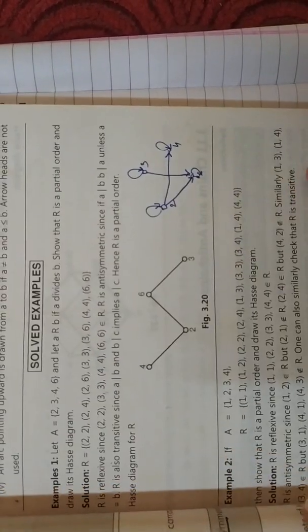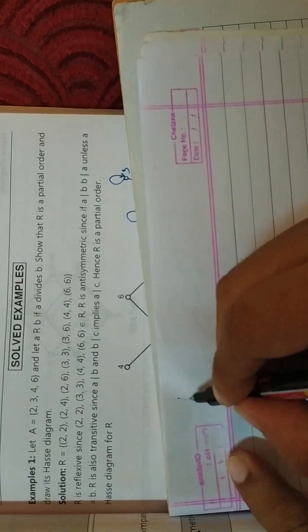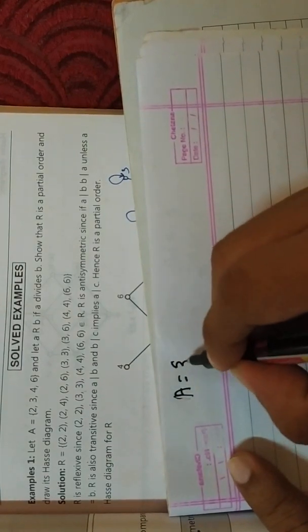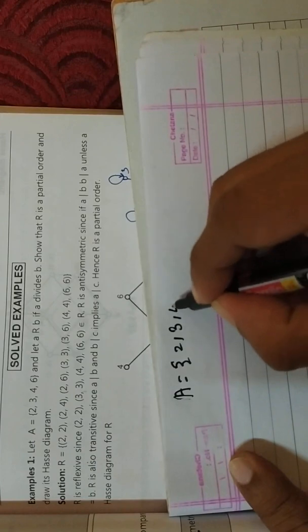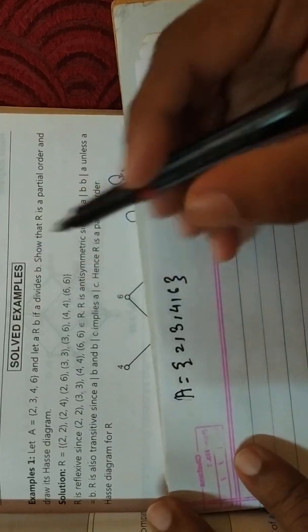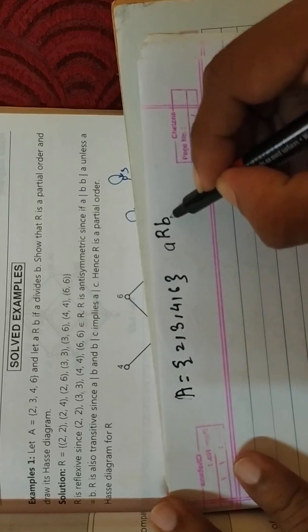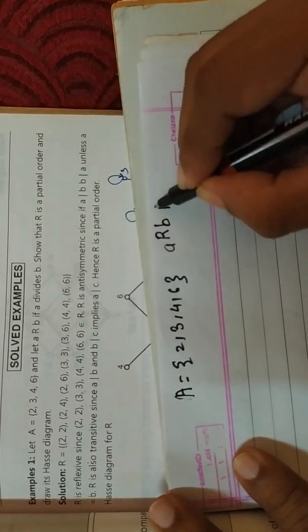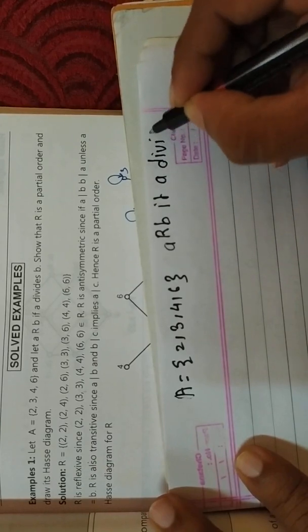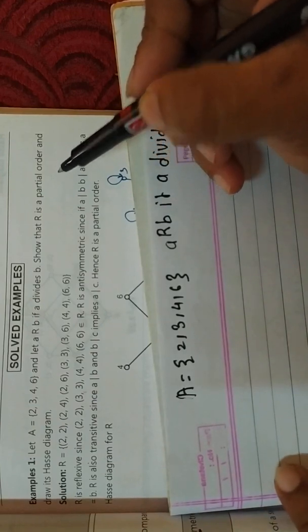Now here one example is given. Let us try to solve this example. Again here set A is given. What are the elements given in set A? 2, 3, 4 and 6. And what is the question? Let a R b. A R B means, as I said in my previous session, small a has a relation with small b if a divides b. Then show that R is partial ordered and draw the Hasse diagram.